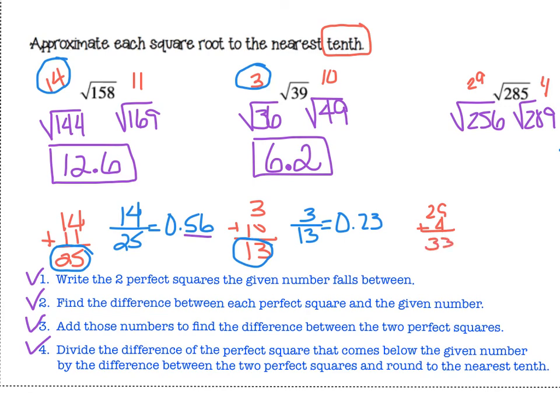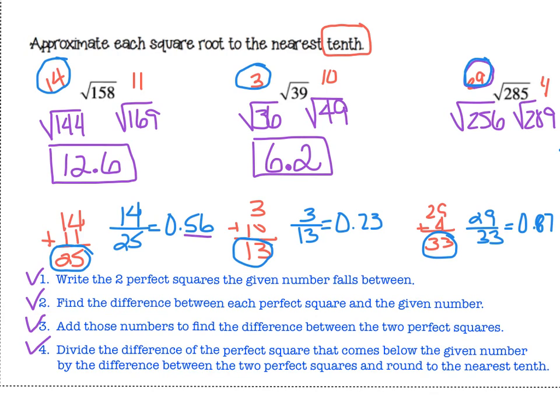In order to get my decimal, remember, we're going to take the difference between the lower perfect square and the number we're trying to find, which is 29, and put that over 33. So we're going to do 29 over 33. So 29 divided by 33 equals 0.87 repeating, right? 0.878787.